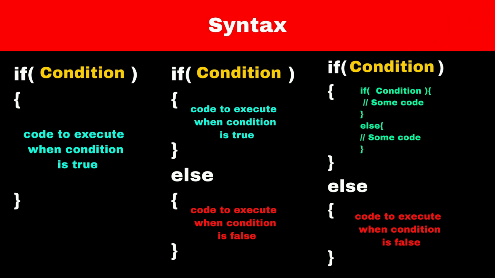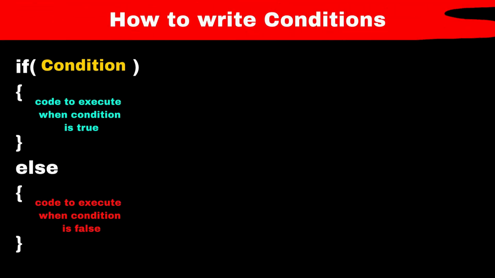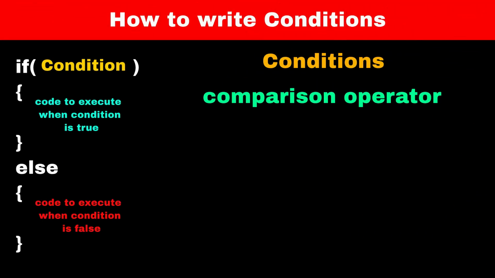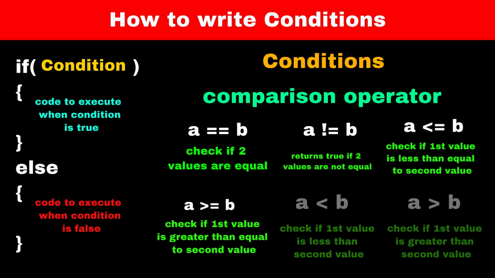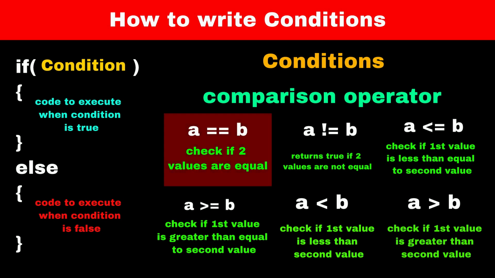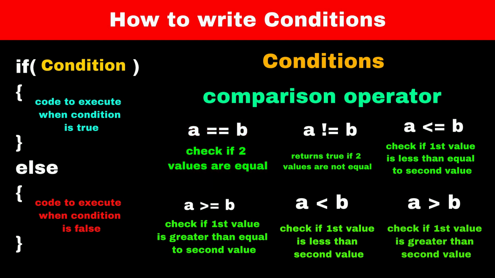Now let's see how we can write conditions in Java. In Java, we write condition using comparison operator. This operator helps us to determine whether the values are equal, not equal, greater or less than some value. For example, to check if two numbers are equal, we use double equal to operator instead of single equal to, because single equal to is used for assigning some value to the variable. You can see various comparison operators on screen for your reference.